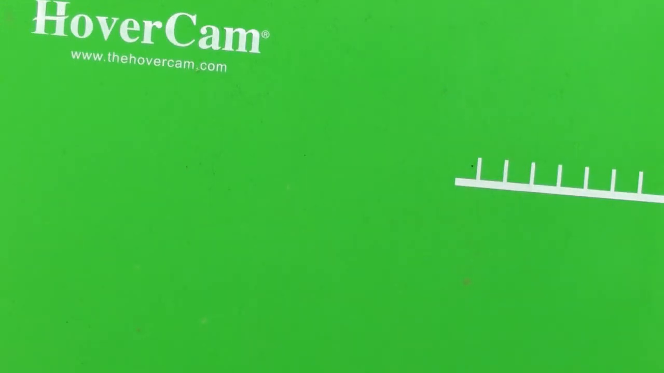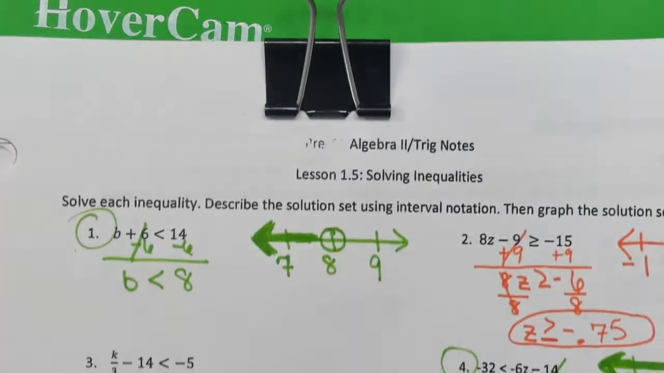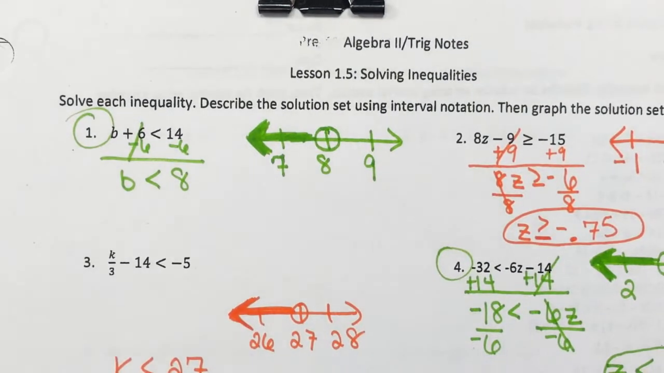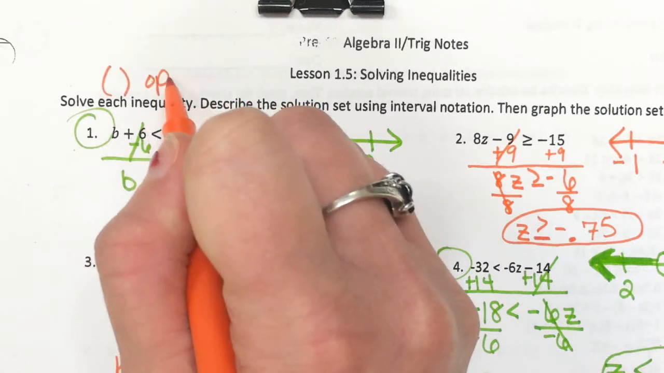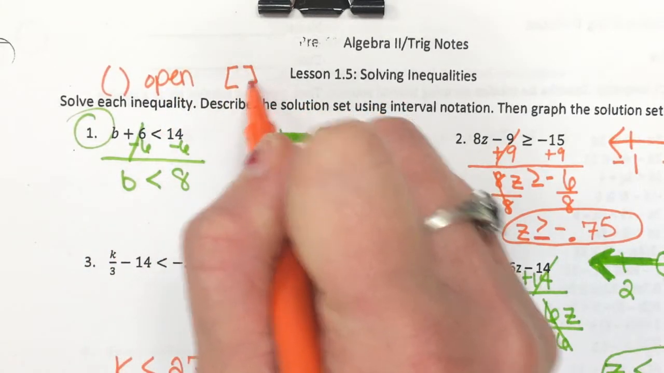Turn to page 13. We did this on Friday. Okay, look. We graphed all of them, and we solved all of them. But what's it say in the middle that we haven't done yet? There you go. Interval notation. All right, here we go. So write this on top of your paper. Let's do this quick so we can call it a day, okay? Let's get it done.